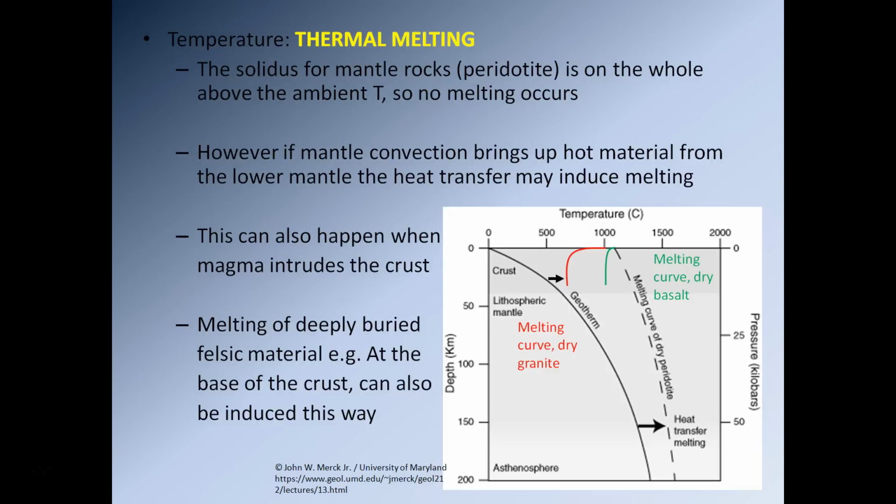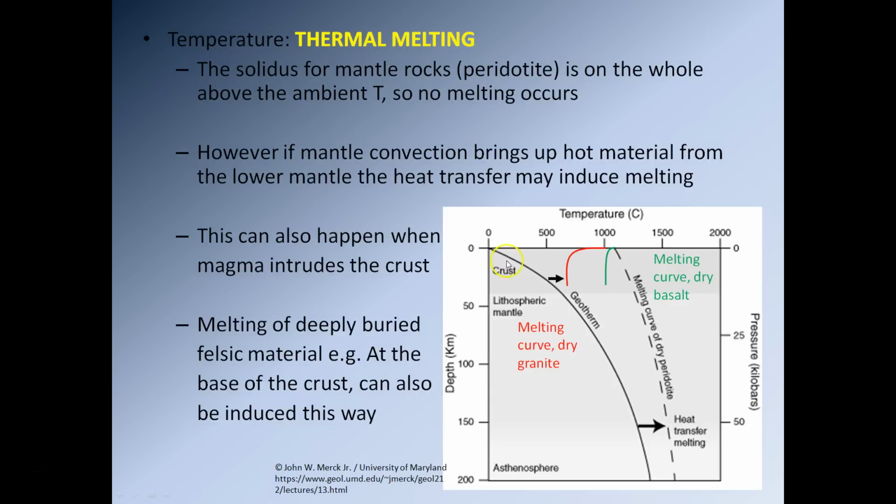Granite has a melting point of around 750 to 800 Celsius. Well, what's going to happen? Answer is the granite's obviously going to melt because of the heat coming off the mafic magma. So melting of deeply buried felsic material at the base of the crust can be induced this way.